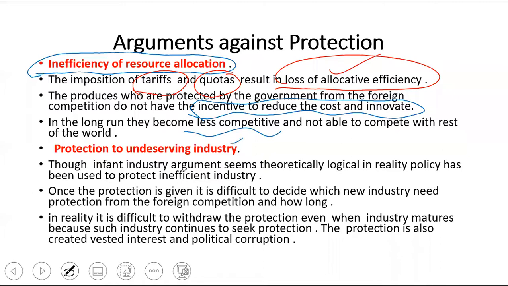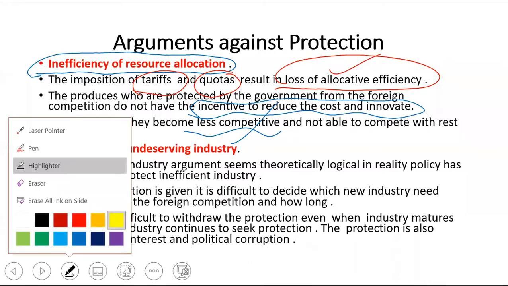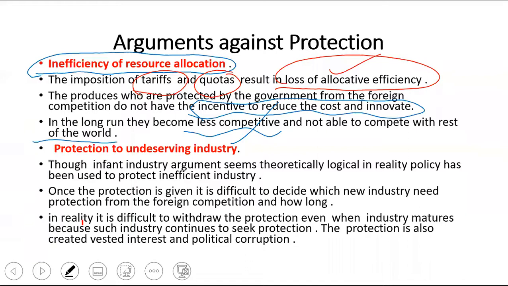Industry will become less competitive and they will not be able to compete with the rest of the world. Please understand, this is the main drawback that we suffered. In the long run, what is happening is that this takes things in a very bad manner.